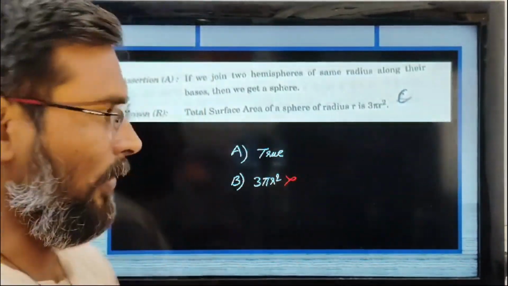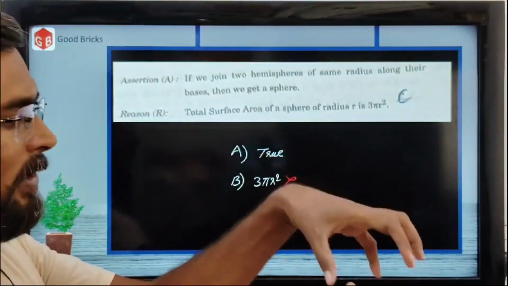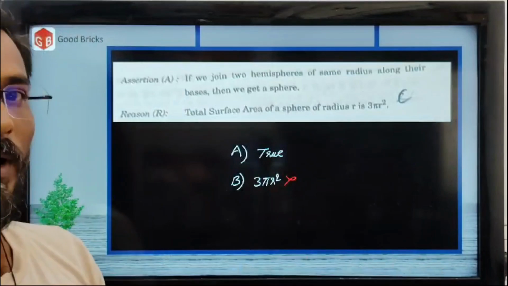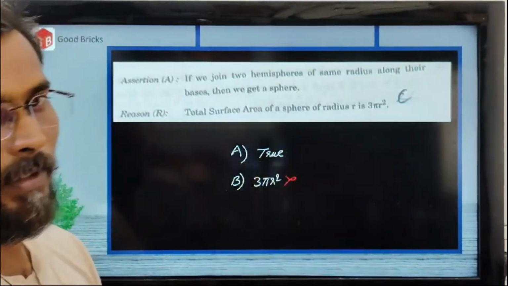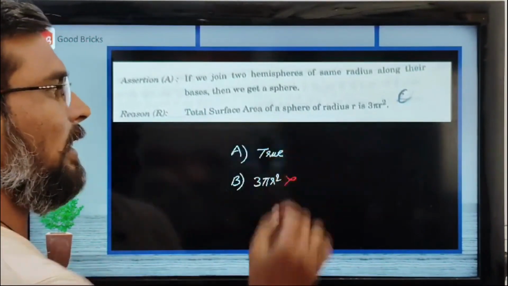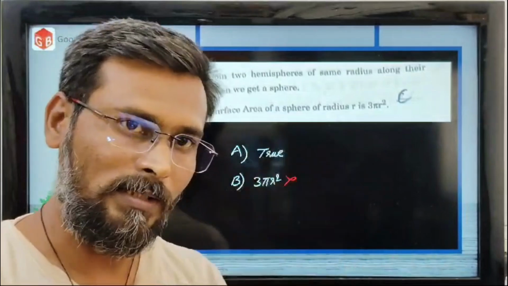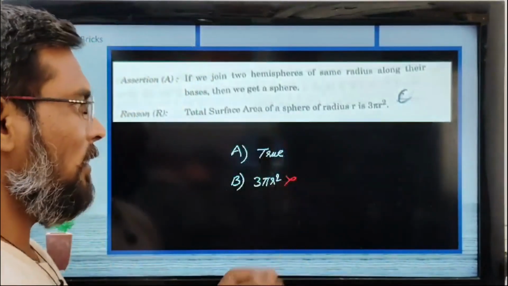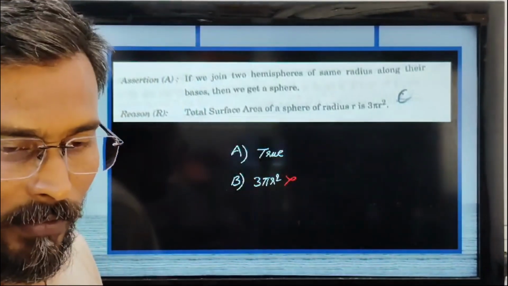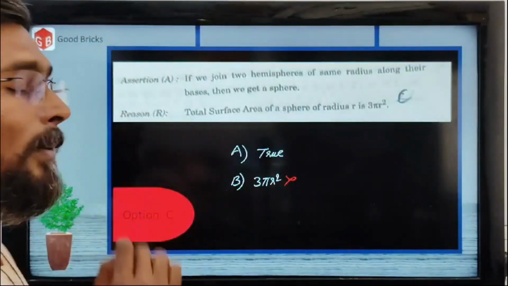Next question, if you look at it, when you join two hemispheres, one sphere is formed. When you join two half balls, a full ball, a complete ball, will be formed. So the assertion is true, but the total surface area of a sphere is 4 pi r square, not 3 pi r square. So here the assertion is true, the reason is wrong. So based on this, we need to select option C.